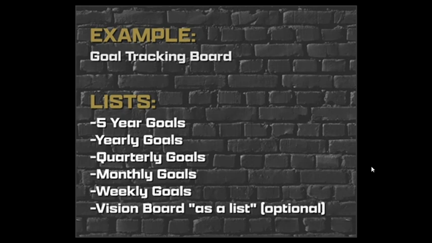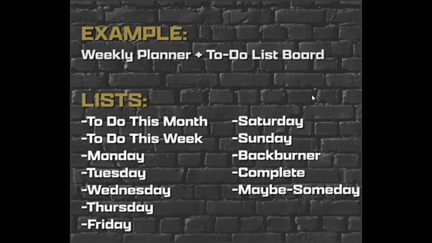And you can also have your goal tracking board with your 5 year goals, yearly goals, quarterly goals, monthly goals, weekly goals, and even your daily or vision board as a list. And you can add so much more boards and you can customize these boards depending on what's relevant to your business.